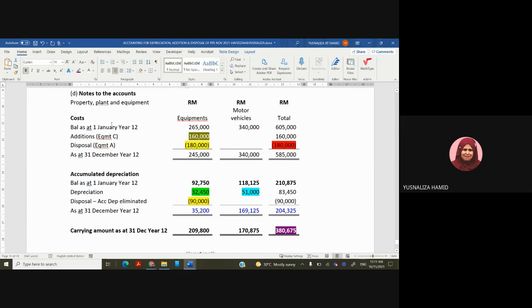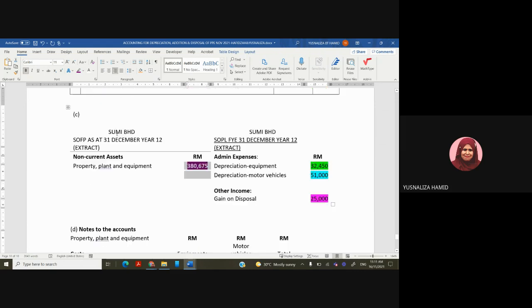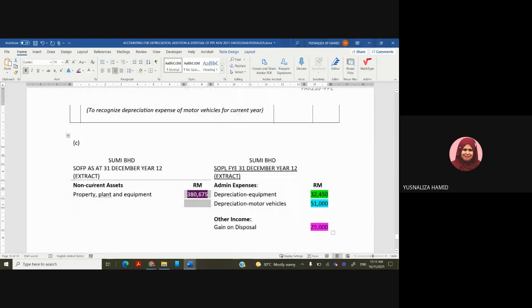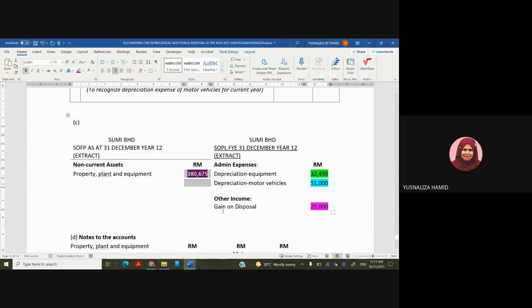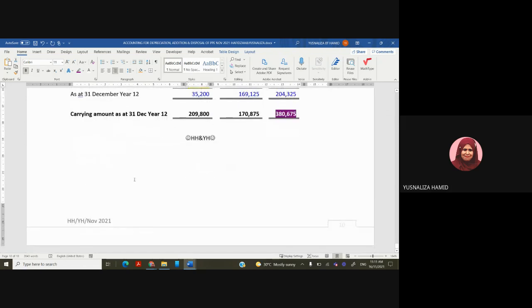But in question 1, PPE are still being asked, but it will be asked in the notes to the PPE, and also the presentation in the statement of financial position and the impact here. If let's say you have a loss, this would be part of admin expenses. Let's say you got loss on disposal, so it would be part of expenses. Okay, I'm done with it.